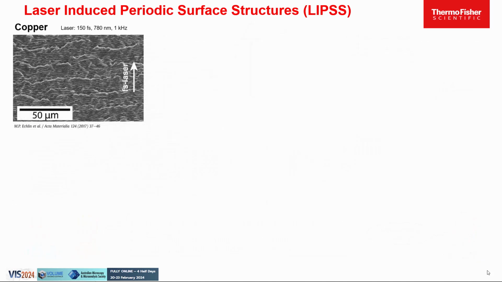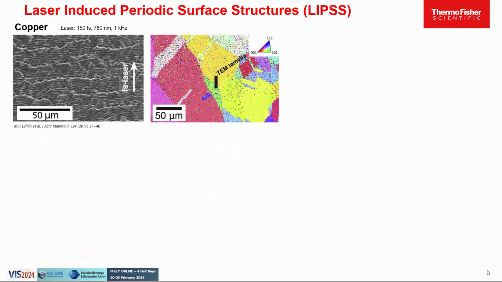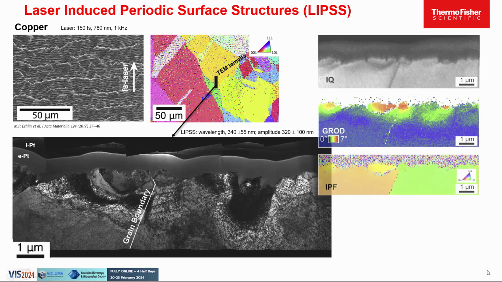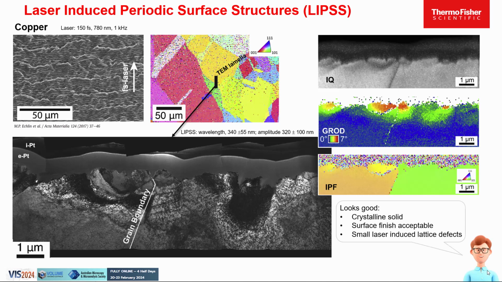Let's look at the copper polycrystal. Yes, we can collect EBSD maps, but the ellipse pattern distorts the view. TEM data clearly shows increased density of dislocations and lattice distortion. Overall, we have quite good results that can be noise reduced later.